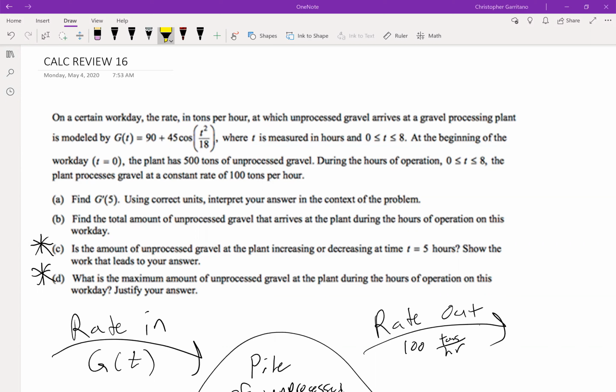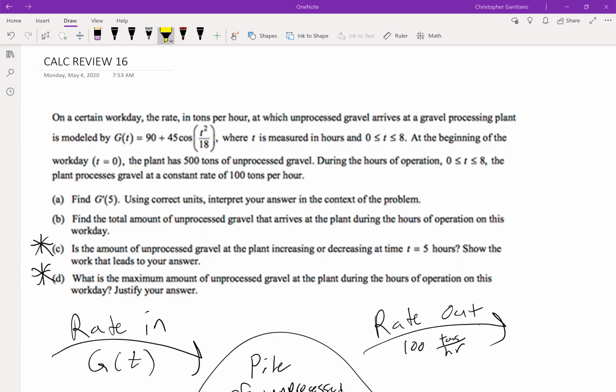One thing you have to be careful about is to make sure whether the rate in function and rate out function are happening at the same time, or does the rate out start a little bit later? Sometimes the rate in is true throughout the entire time period, but the rate out only starts after 3 hours or something like that. So you need to pay attention to the time period.